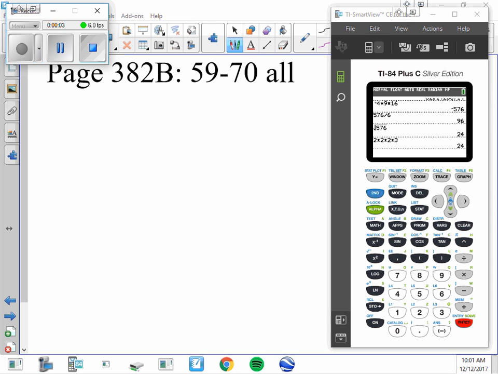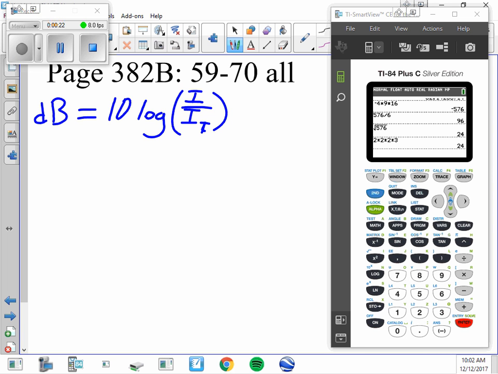We need to know the decibel formula and the earthquake formula. So decibels are equal to 10 log I over I sub t, and I sub t is 1e negative 12. The decibel measurement is a conversion from how much energy the sound has into a number that makes more sense.